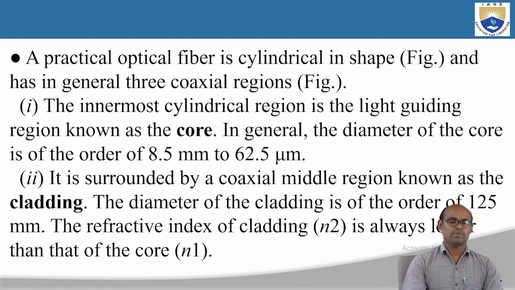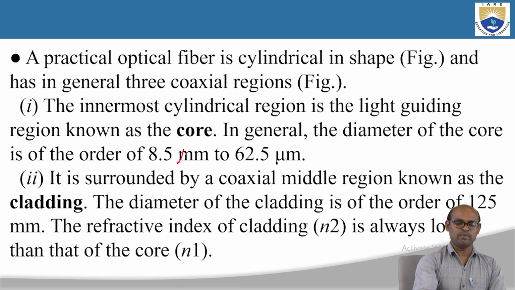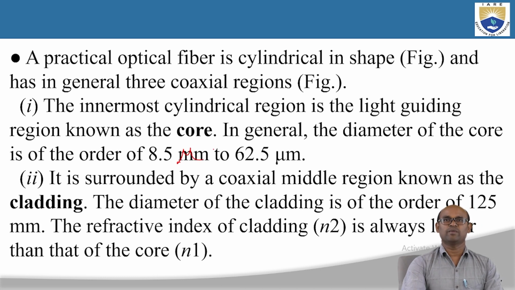A practical optical fiber is cylindrical in shape and has in general three coaxial regions. The innermost cylindrical region is the light guiding region known as the core. In general, the diameter of the core is around 8.5 micrometers to 62.5 micrometers. It is surrounded by a coaxial middle region known as the cladding. The diameter of the cladding is around 125 micrometers.